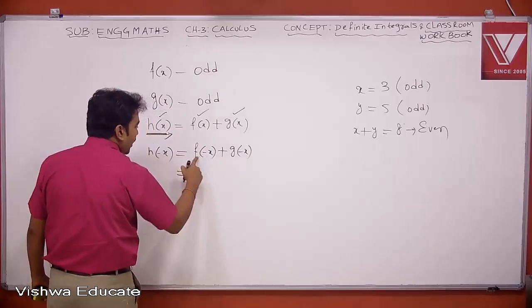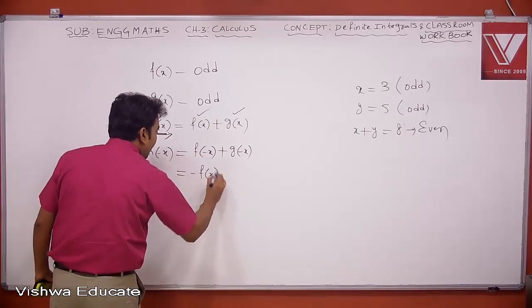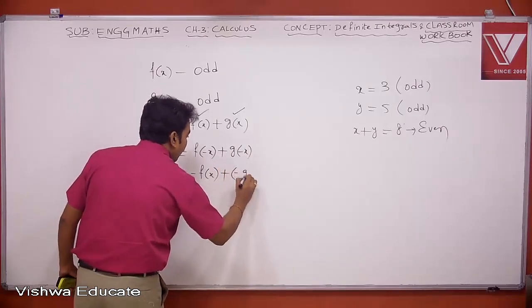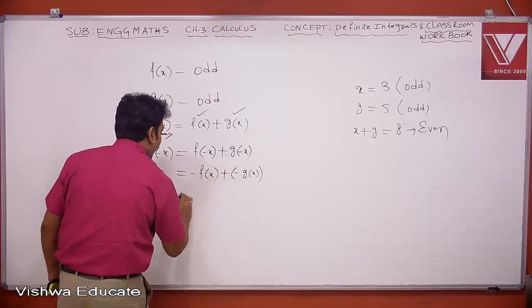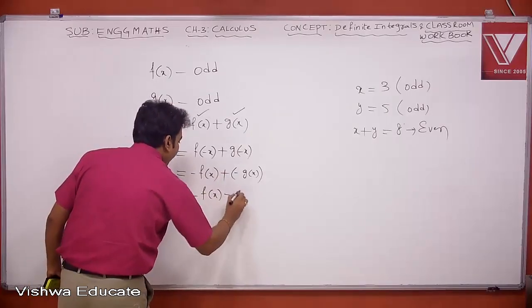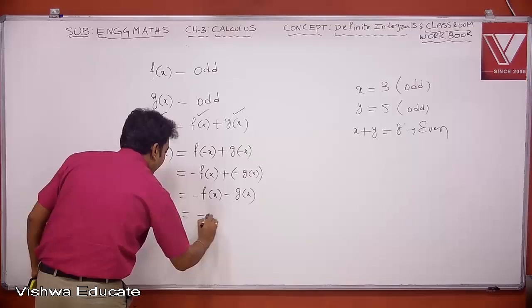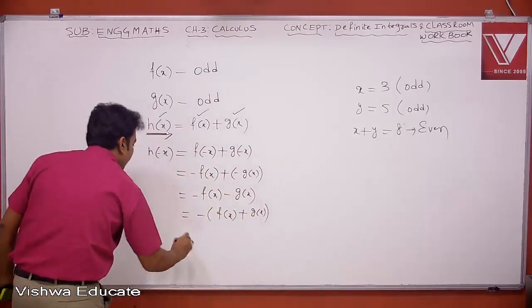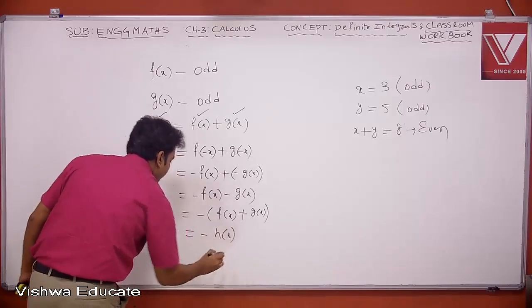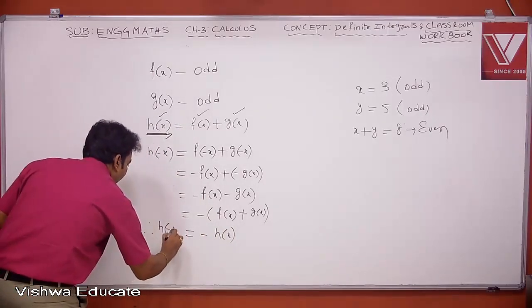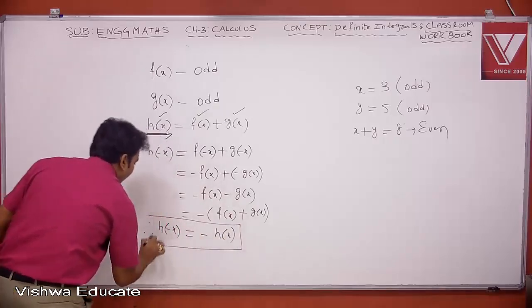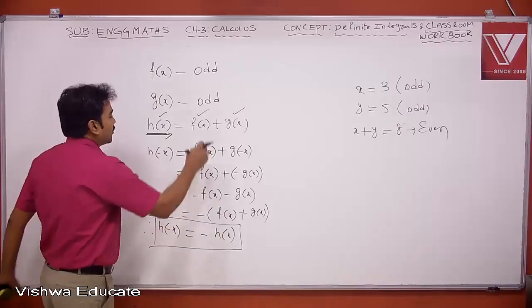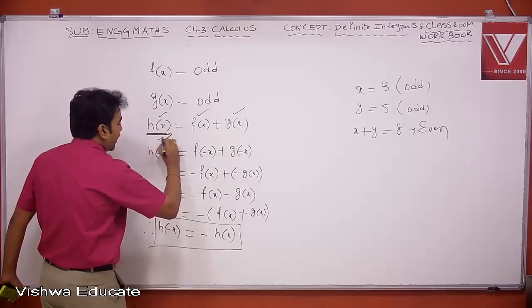Since f is an odd function, f of minus x becomes minus f of x, plus, since g is odd, g of minus x becomes minus g of x, plus into minus is minus. So this is minus f of x minus g of x. Now take minus common. This is minus of f of x plus g of x. Therefore, this is nothing but minus h of x. Therefore, the result we got is h of minus x is minus h of x. That means h is again an odd function. So the result is the sum of two odd functions is again an odd function.